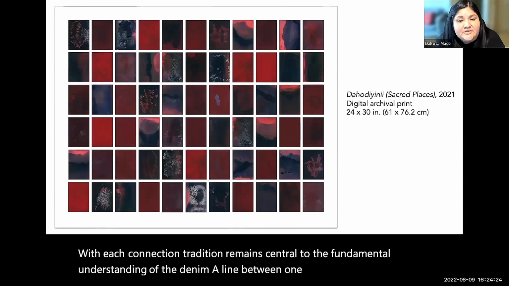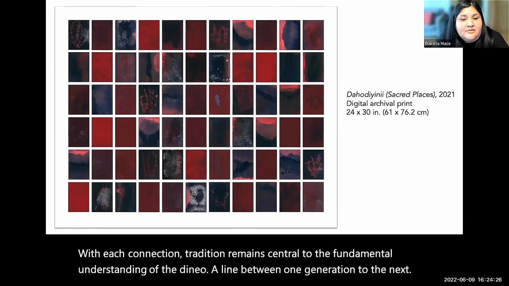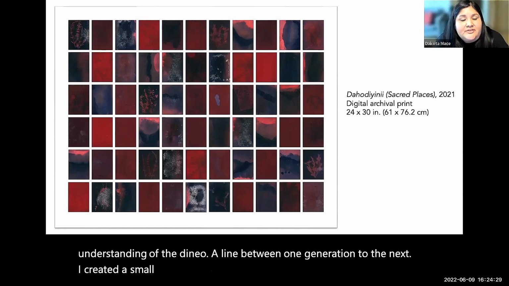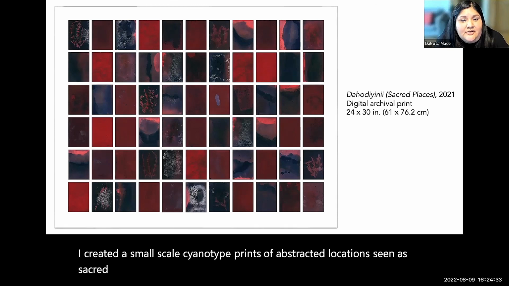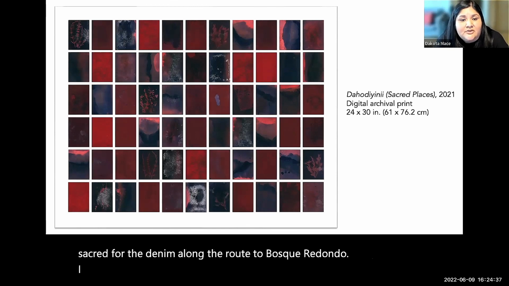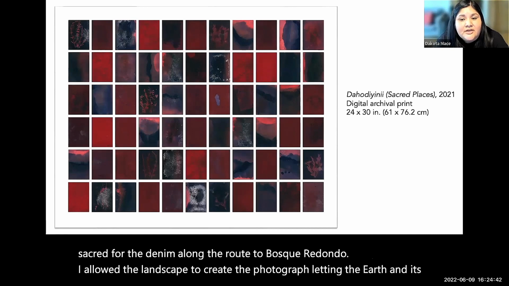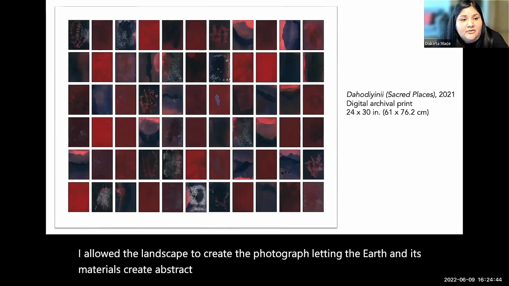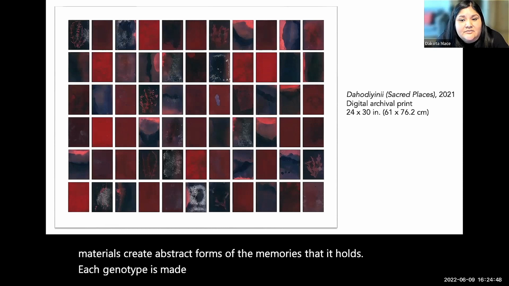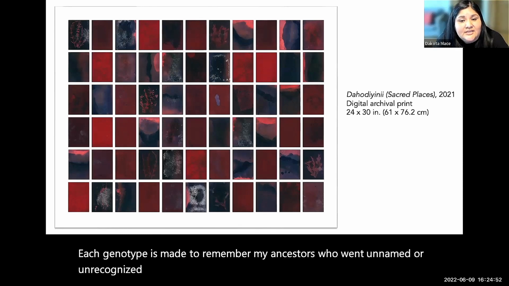I created small-scale cyanotype prints of abstracted locations seen as sacred for the Diné along the route to Bosque Redondo. I allowed the landscape to create the photograph, letting the earth and its materials create abstract forms of the memories that it holds. Each cyanotype is made to remember my ancestors who went unnamed or unrecognized, and their identity embedded within the land itself.